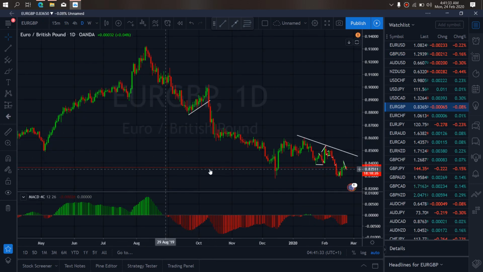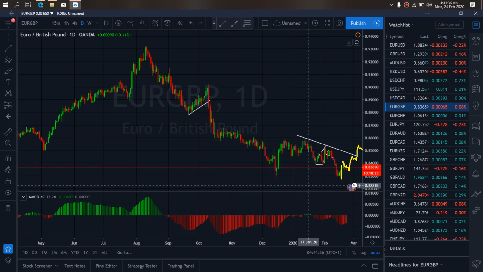So on euro pound for today, euro pound is in this buy momentum. I want to watch it continue this climb back towards this trend line and a possible breakout towards this ABC structure for it to drop down.